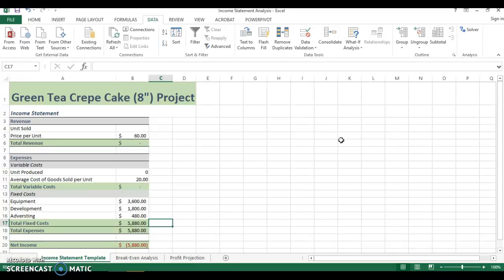In this video, I will be demonstrating how to use Excel to analyze an income statement. According to Investopedia, an income statement is a financial statement that reports a company's financial performance over a period of time. This is a simple version of an income statement. The actual income statement can be more complicated. However, three main components are always there: revenue, expenses, and net income.